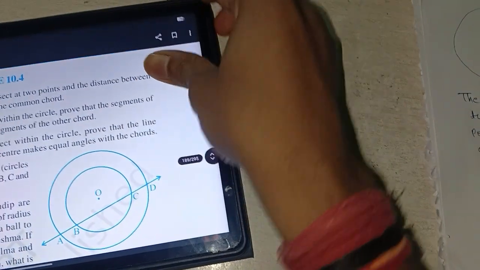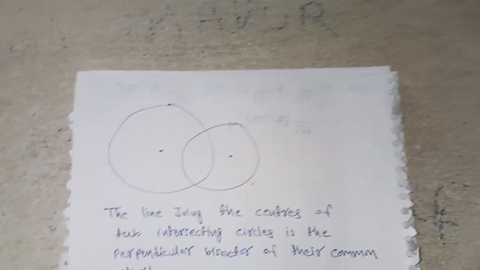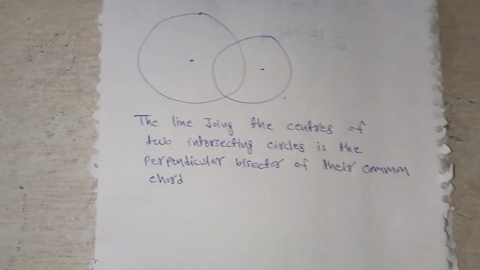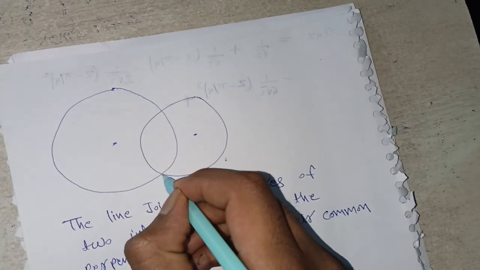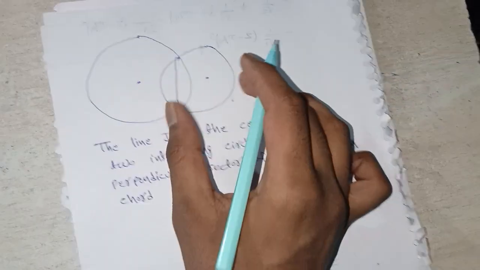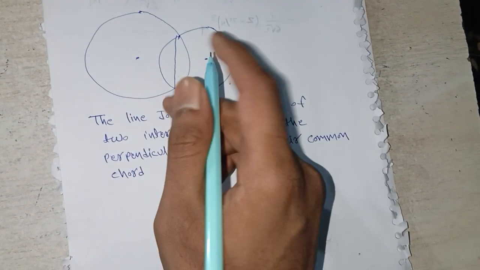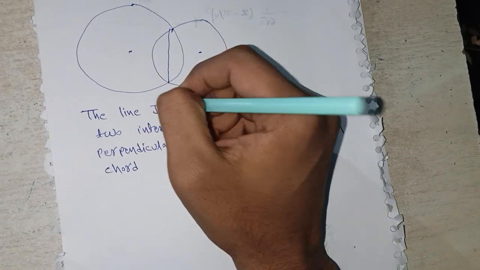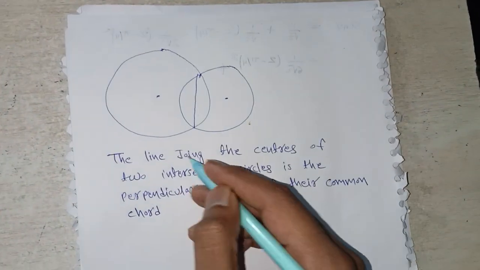So in this question we have to find the length of the common chord of two intersecting circles. Here we can see these are two intersecting circles and this is a common chord. There are lots of chords, but there is only one common chord, which is this. Now we have to find the length of this common chord.